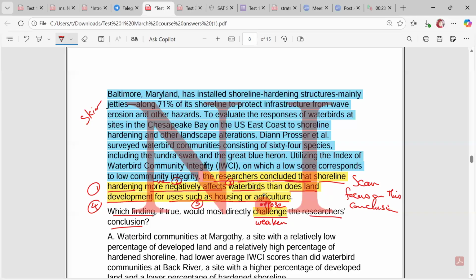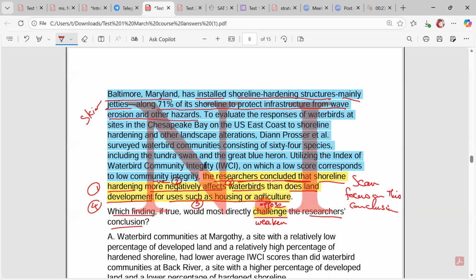Baltimore, Maryland has installed shoreline hardening structures. These places in Maryland built structures, installations or buildings to strengthen the shoreline and protect it. Mainly jetties, along 71% of its shoreline, to protect the infrastructure from wave erosion and other hazards.